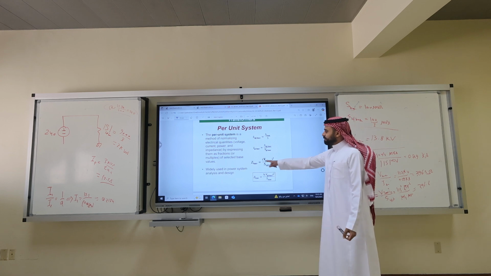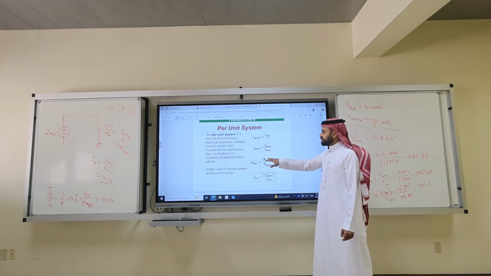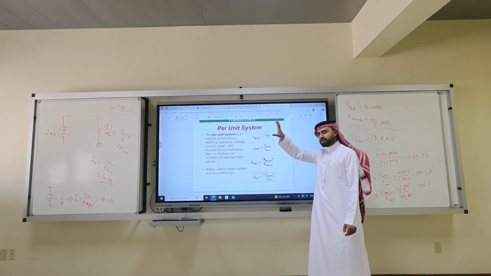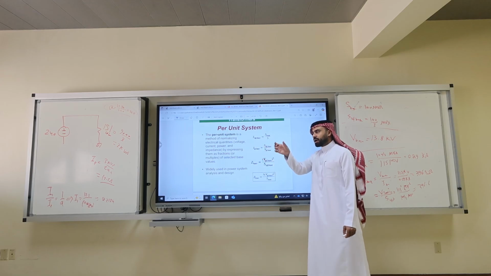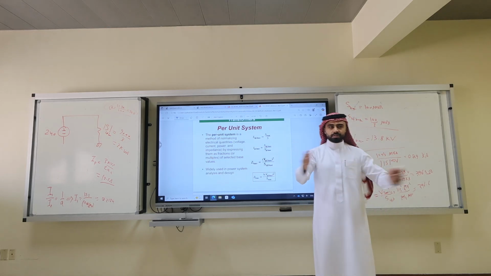Now he said V phase, V line to line. It doesn't matter because if you use V line to line or I line to line, you stick with it. You'll get an impedance line to line. If you use phase quantity, voltage phase quantity, you'll get Z phase quantity. But you have to be consistent, okay?